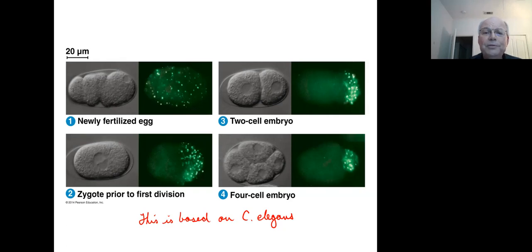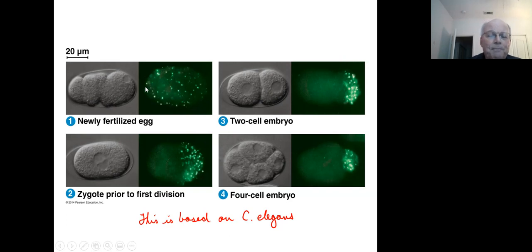And one of the reasons why those 959 cells emerge as different types of cells is because in the egg cell, the female places these cellular determinants, and you can see them highlighted here in a fluorescence microscope. These glowing spots are the determinants. So this is what you see in the newly fertilized egg.